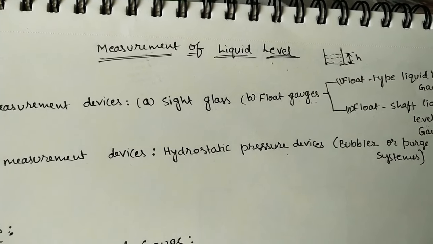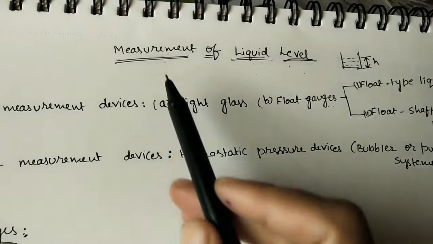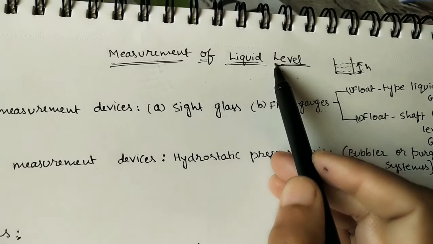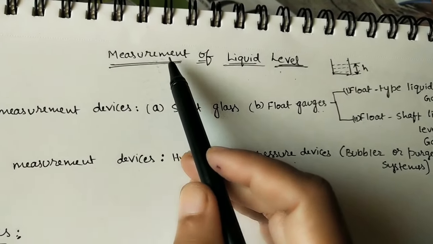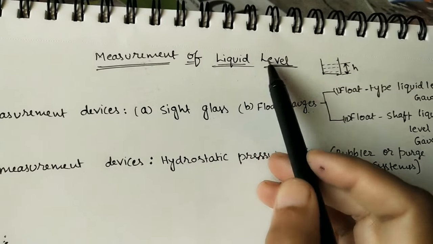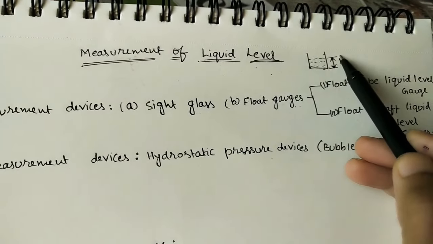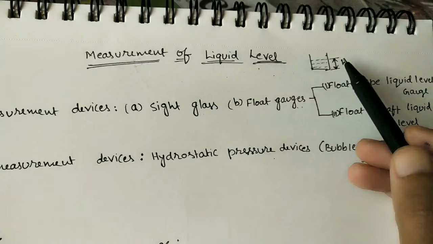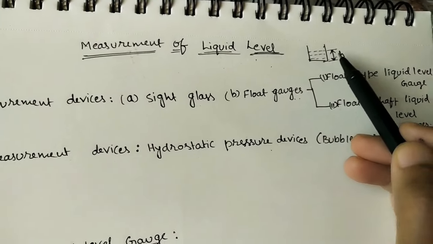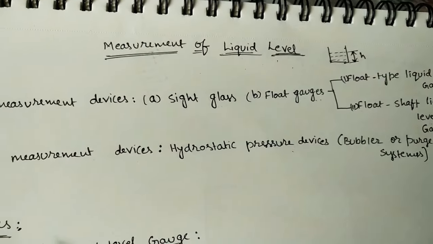In today's class we will discuss instrumentation and control system topic, measurement of liquid level. Here we are using different devices or methods for finding the liquid level. Liquid level means height of the liquid inside the tank. So what are the methods for finding height of the liquid inside the tank?